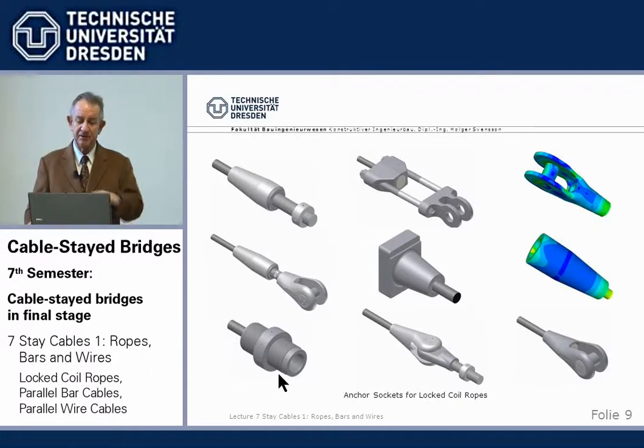Now, how do we anchor the locked coil ropes? Basically, the inside, I come later, we have normally for our big bridges cylindrical anchor heads. They can either have a thread on the outside and a support nut, or they are supported on shims. The same type can also have what we call a hammerhead.